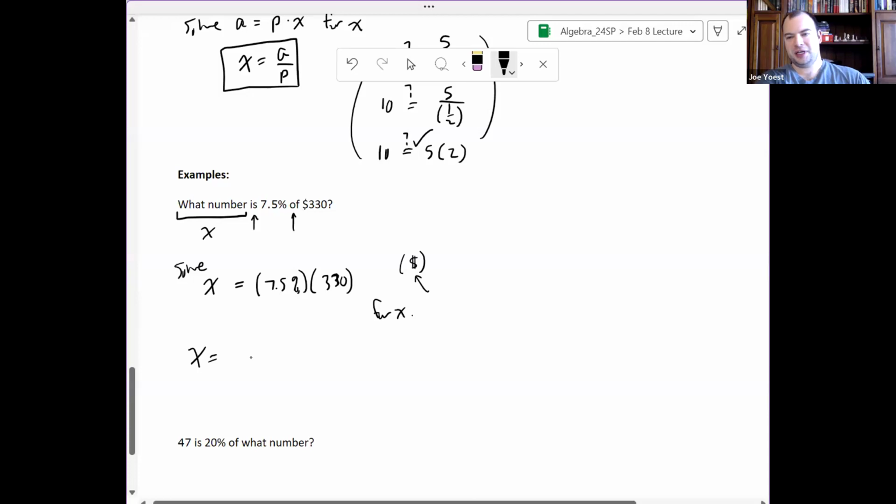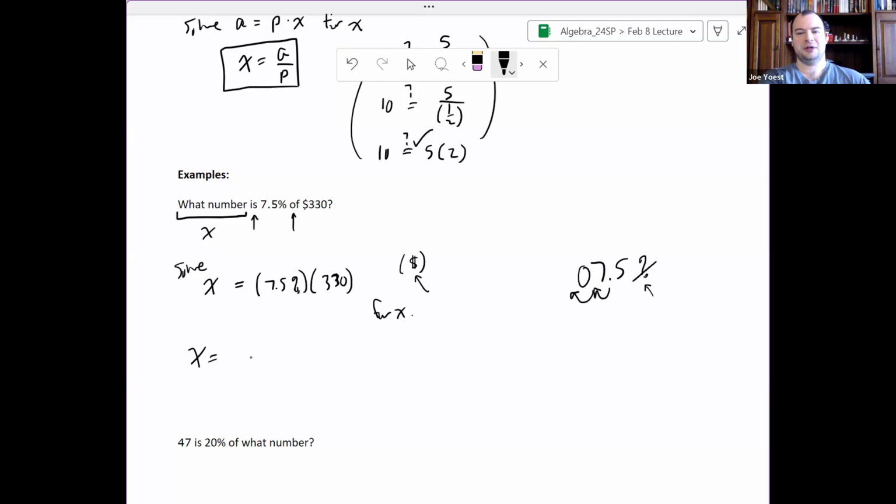Now, 7.5%, this percent wants to move the decimal place two places to the left. I only have one place that's visible, but of course, 7.5 is the same as 07.5. 7 units and 5 tenths is the same as 0 tens, 7 units and 5 tenths. And now I can move the decimal two to the left and get rid of the percent. In other words, this is 0.075 times 330.